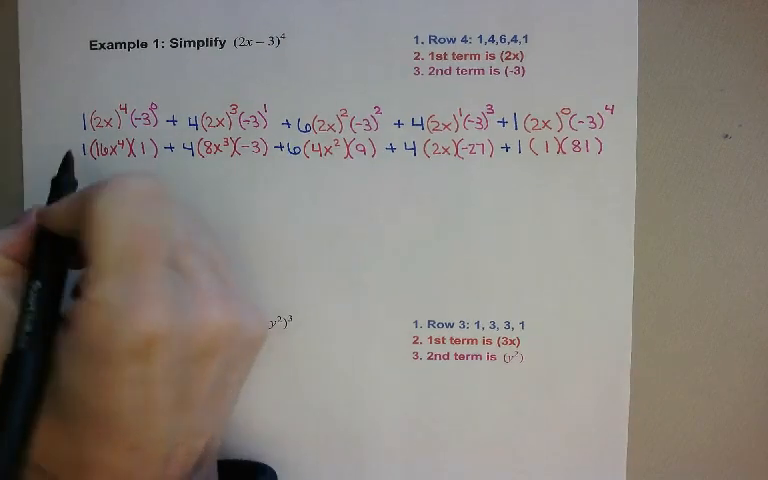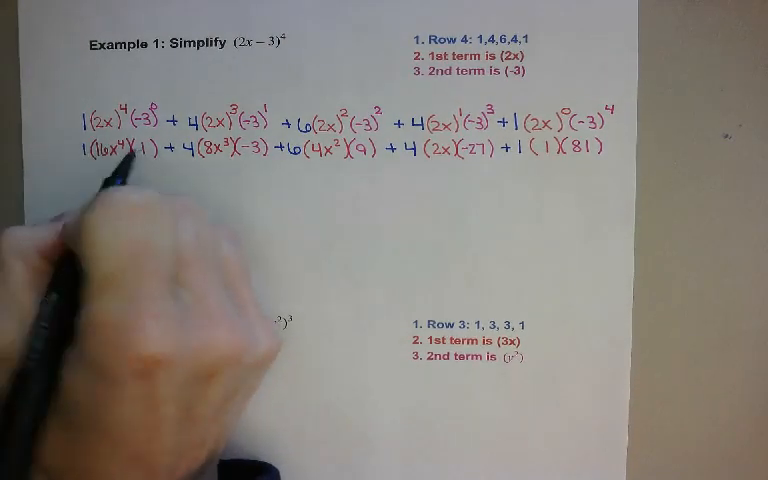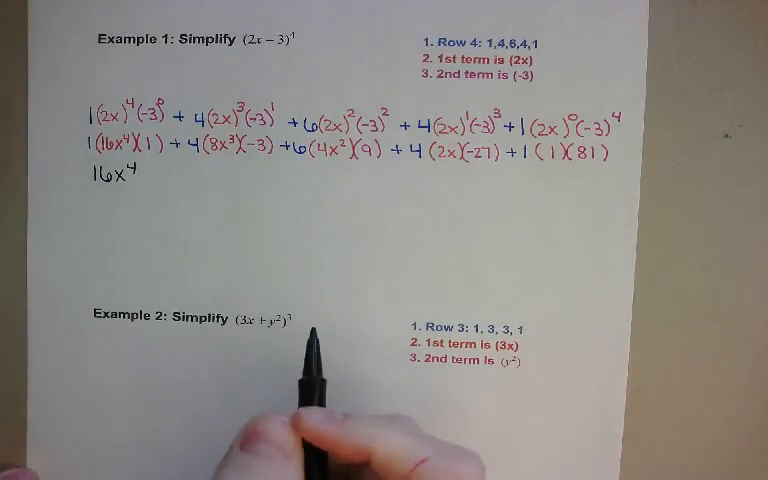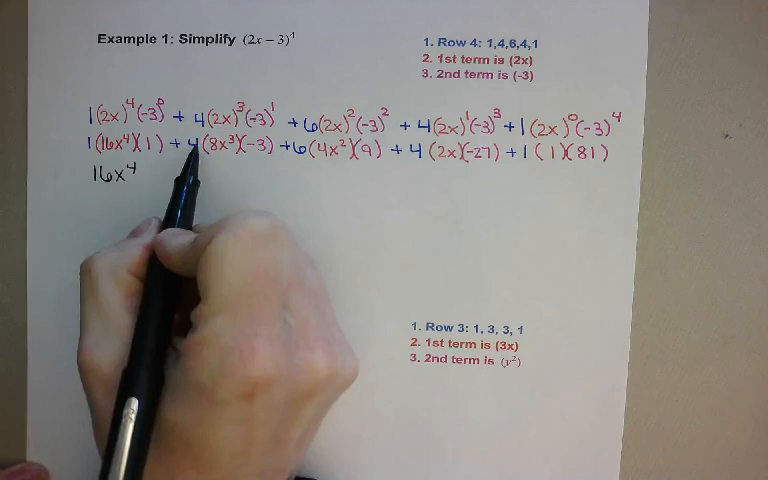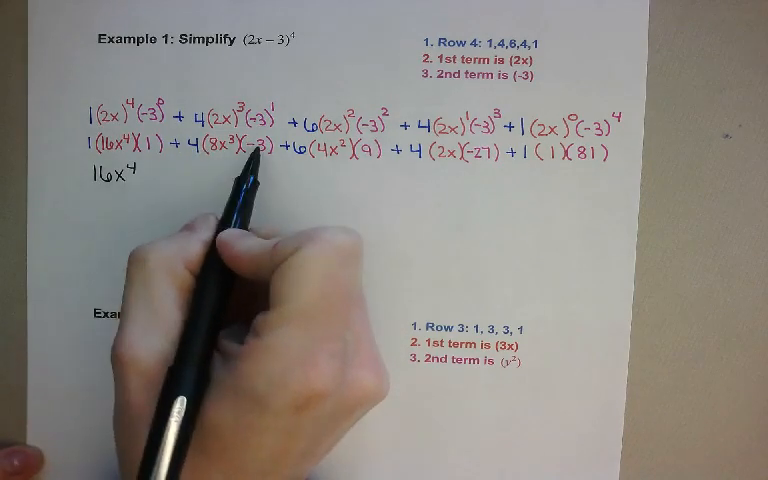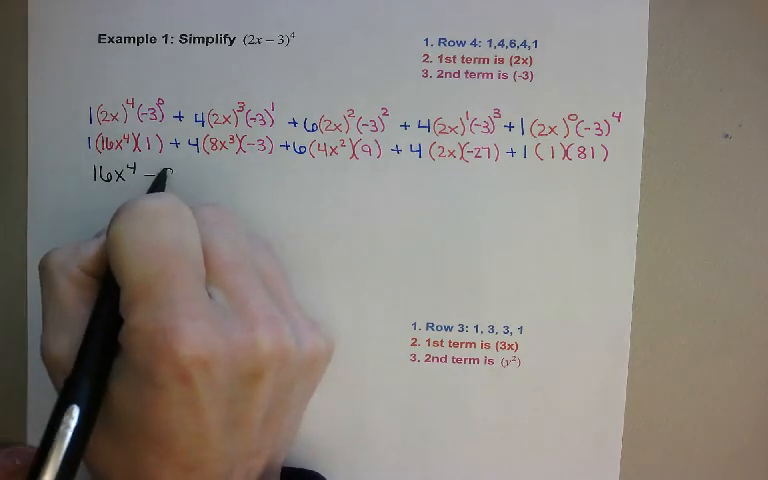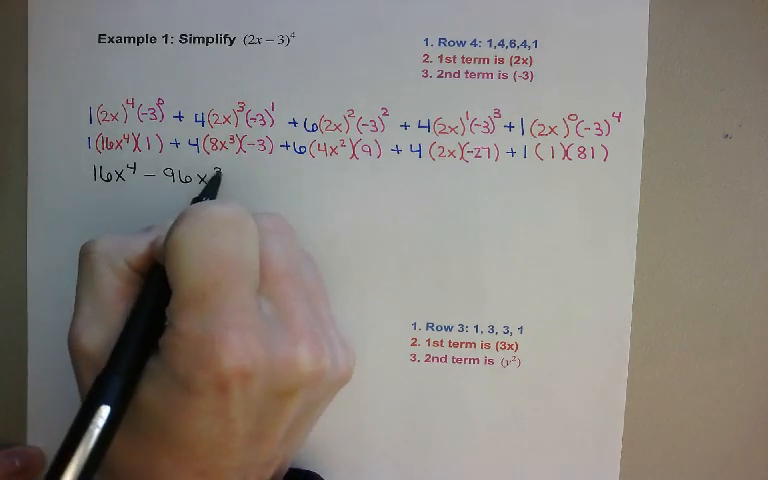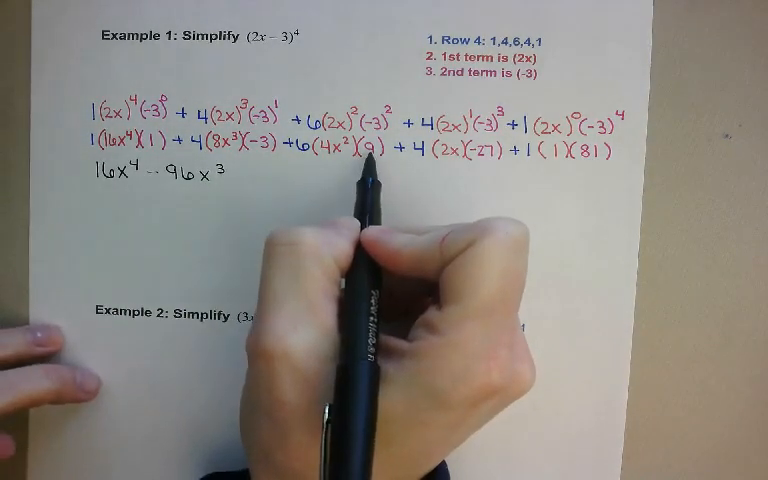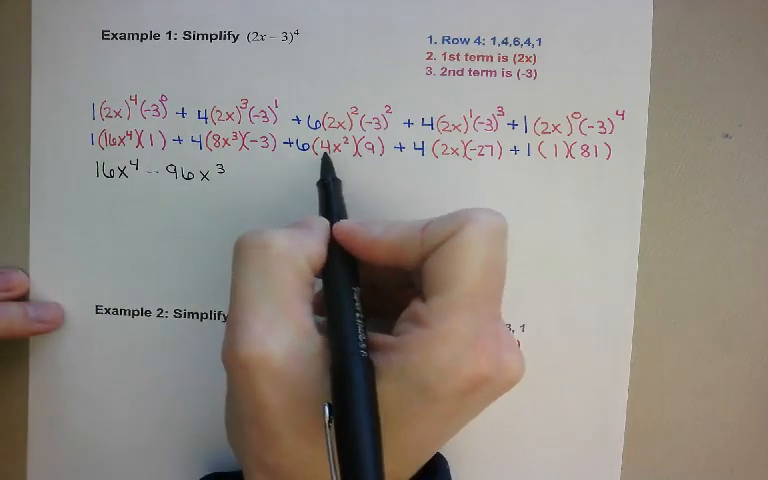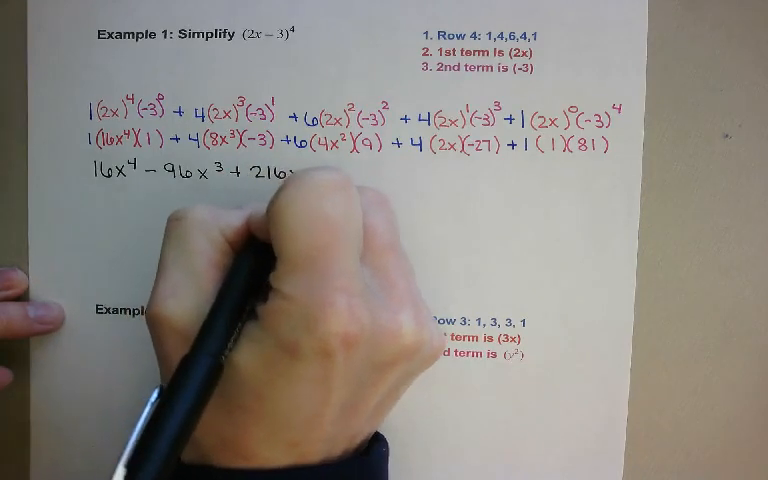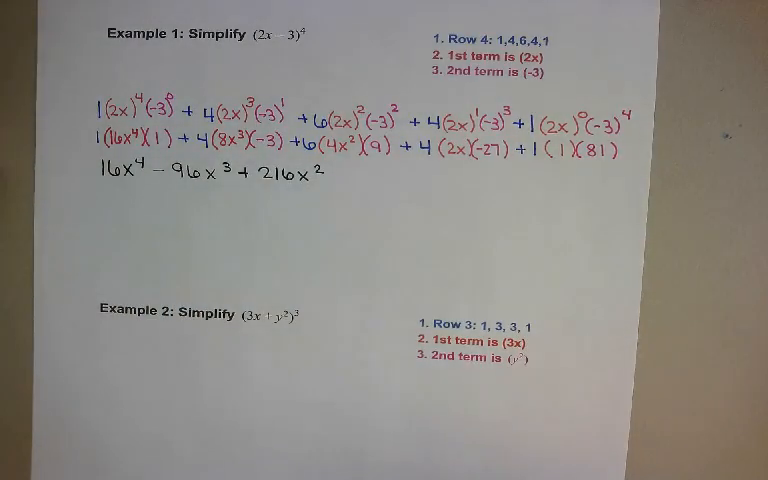So multiply 1 times 16 times 1. So that gives us 16x to the 4th. Here, I'm going to take 4 times 8, which is 32. And then I'm going to take the 32 times the negative 3. So that's going to give me negative 96x cubed. Next, I'm going to take the 6 times the 4 times the 9. So I'm going to say 36 times 6, so that's going to give me 216x squared.